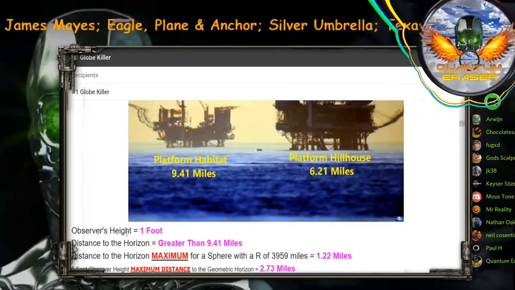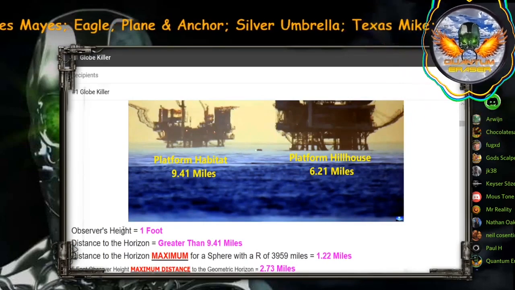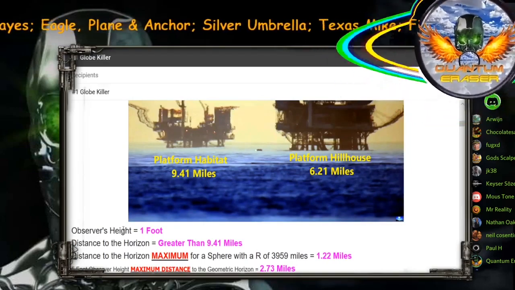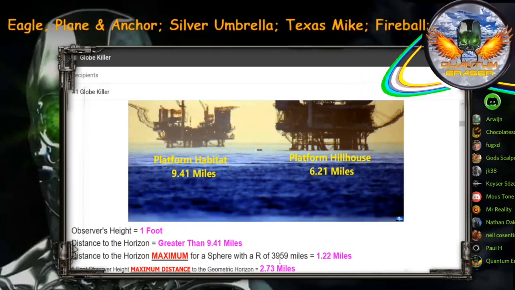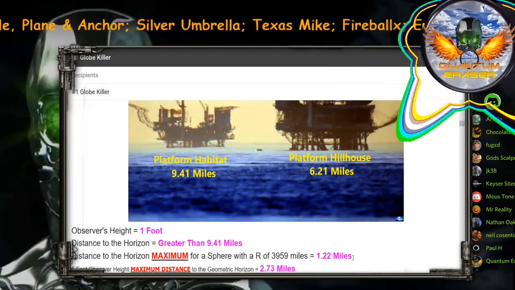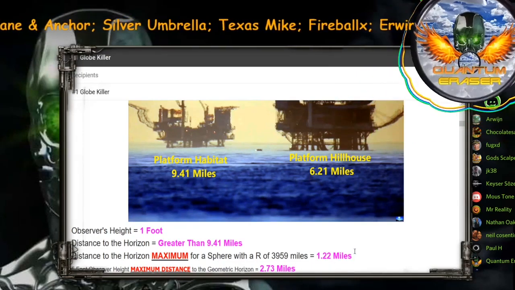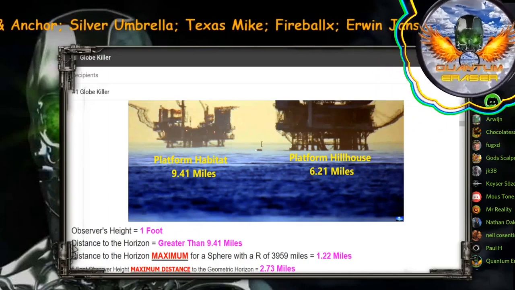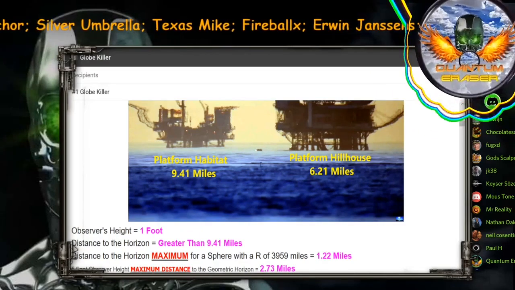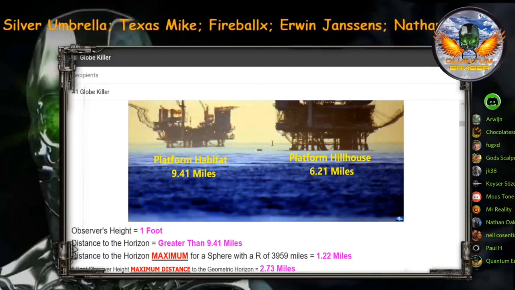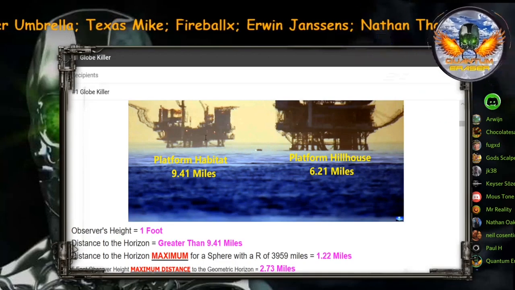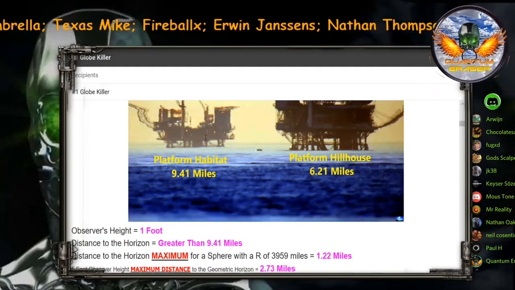Observer's height is 1 foot. The distance to the horizon, according to the formula above, can be no more than 1.22 miles away. However, the distance to the horizon here is greater than 9.41 miles. As you can see, it is behind platform habitat at 9.41 miles.